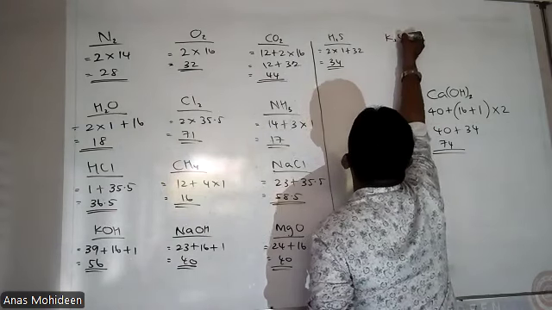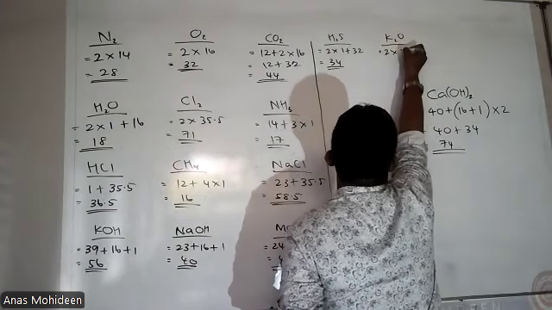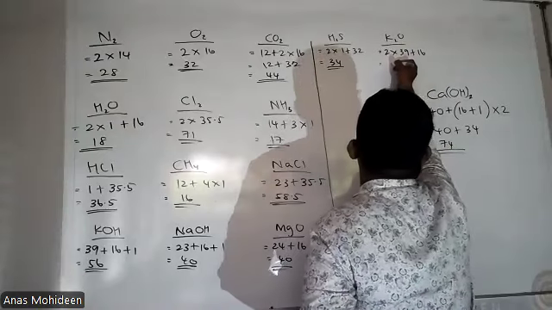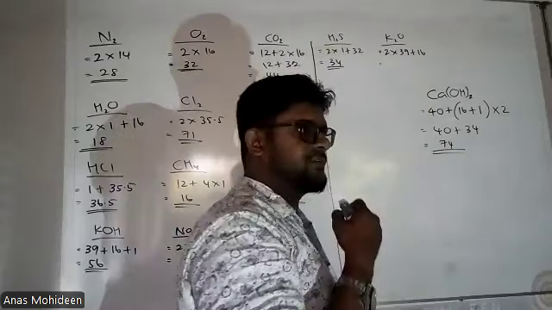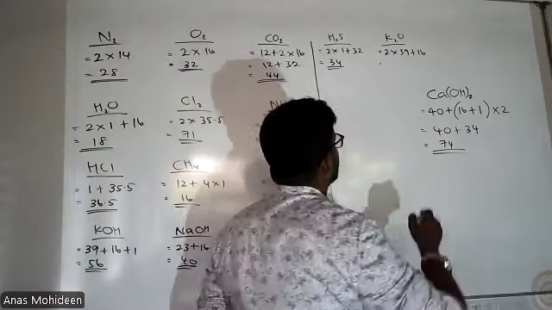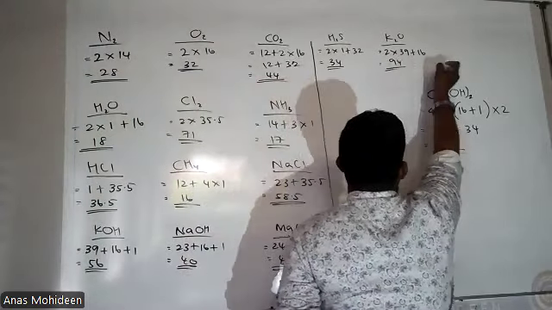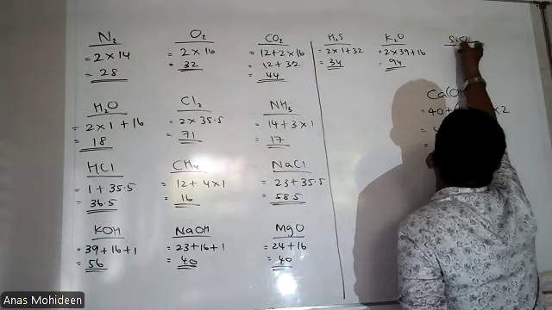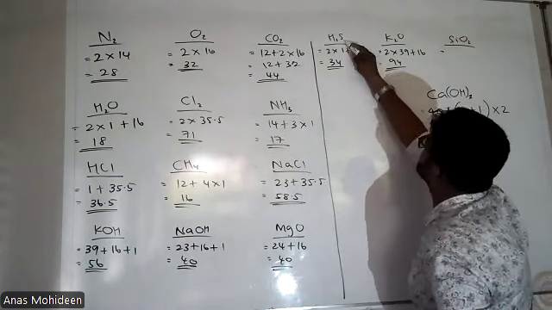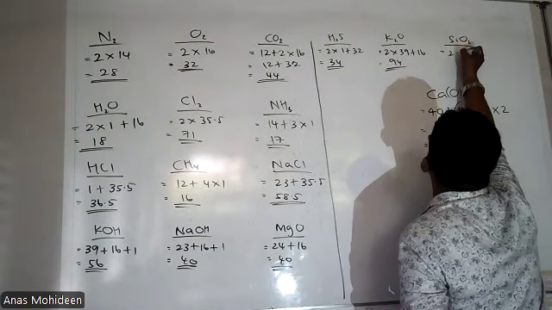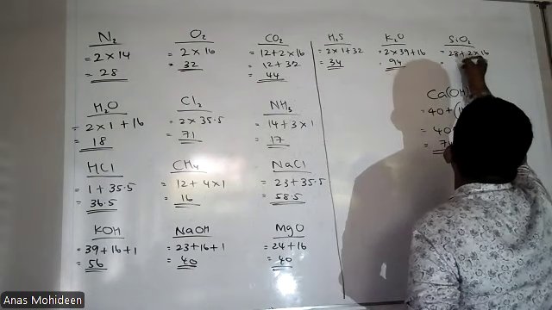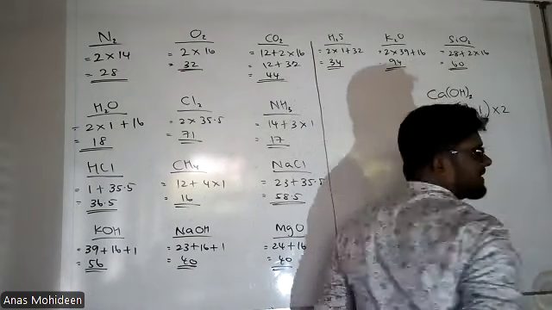K2O. 2 into 39 plus 16. How much? 94. Yes, 94. Next. Silicon dioxide. It is not sulfur. Don't confuse these two. Si means silicon. 28 plus 2 into 16. How much is it? 60, right?